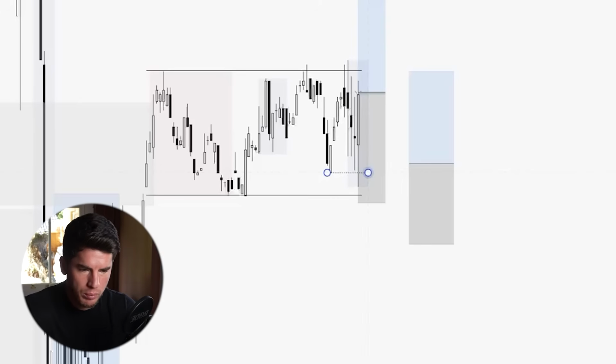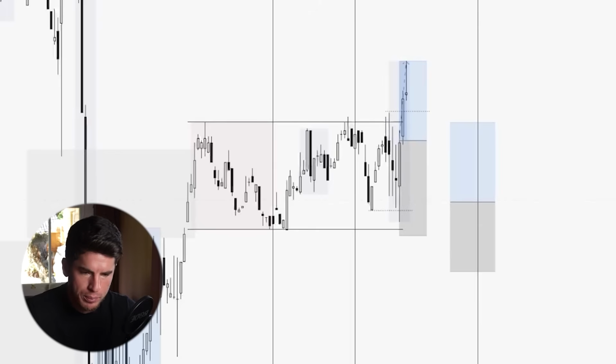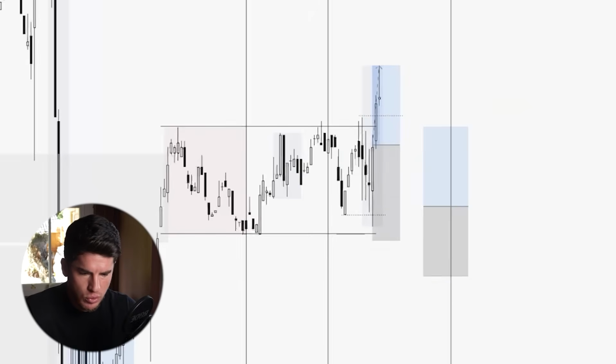It gets to about 1-to-1 before fully retracing. I would not have likely had my risk off at 1-to-1. It's usually about 1.5 to 2-to-1 where I'd trail my stop to break even. So let's call this one a loss.